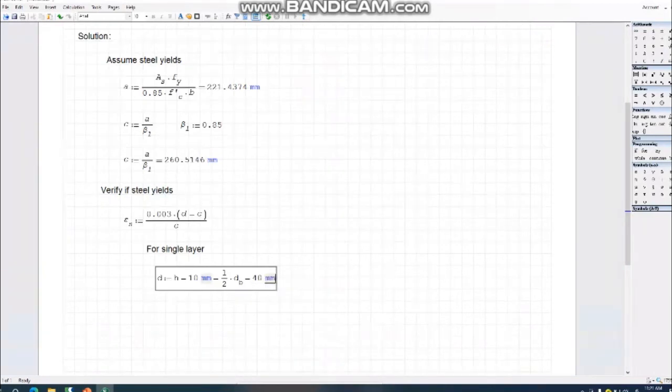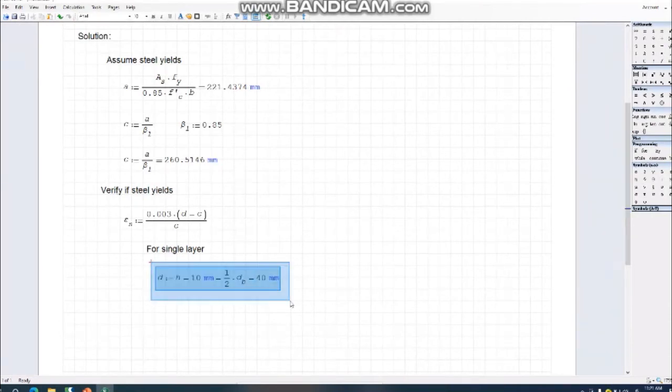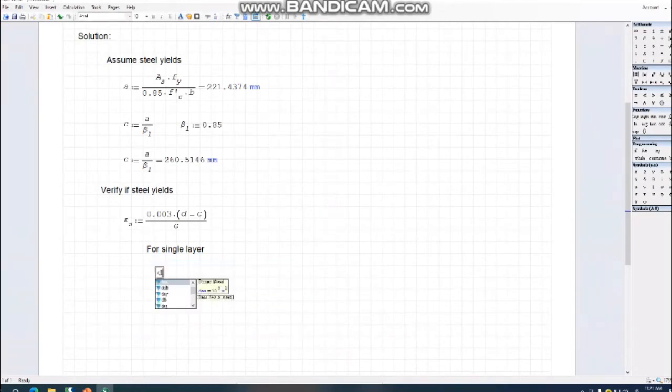But since we don't have the diameter of the bar, we're not really sure about the stirrup either. There is an approximate formula for that, which is generally accepted. The approximate formula is your overall depth minus 65 mm for single layer. For double layer, H minus 90 mm. But for single layer, it's 65 mm.